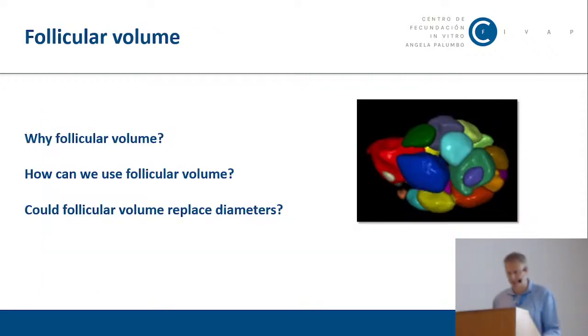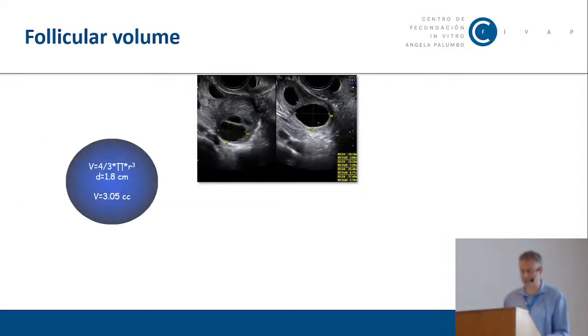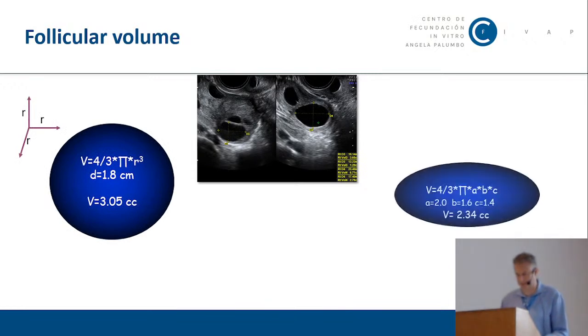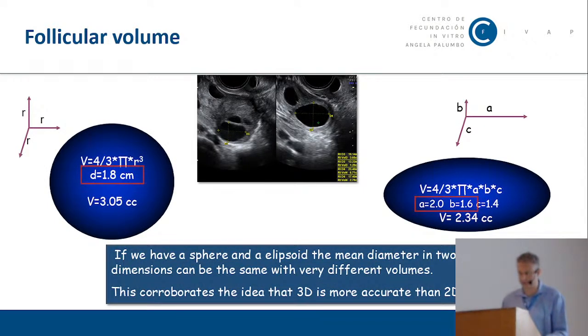So, I will speak about follicular volume around these three questions. Why use follicular volume? How can we use follicular volume for ovarian stimulation? Or could follicular volume replace follicular diameter in clinical practice? This slide is just to show you that if we have a sphere and an ellipsoid, the mean diameter in two dimensions can be the same, but with very different volume. This corroborates the idea that 3D is more accurate than 2D because it has the third dimension, or depth, of the follicle.